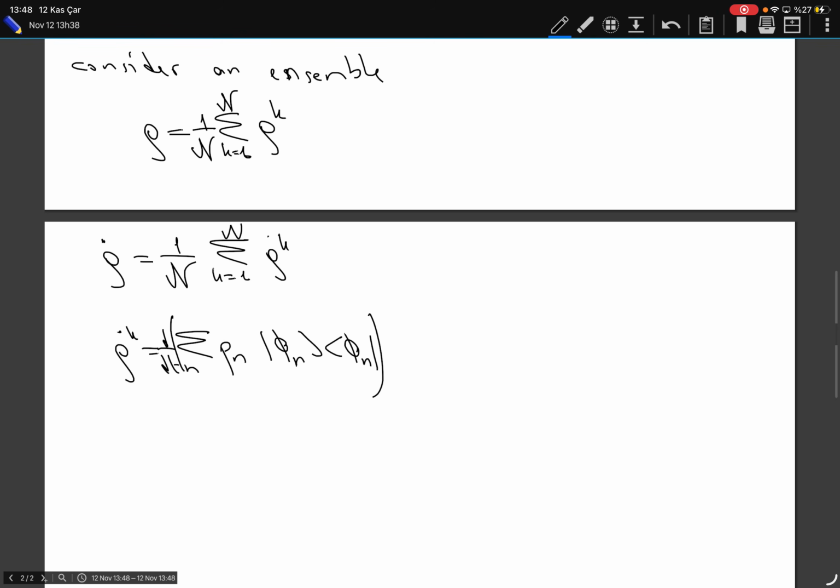Now, if you remember from quantum mechanics, you have various pictures to describe your system. Frequently, we work in the so-called Schrödinger picture.